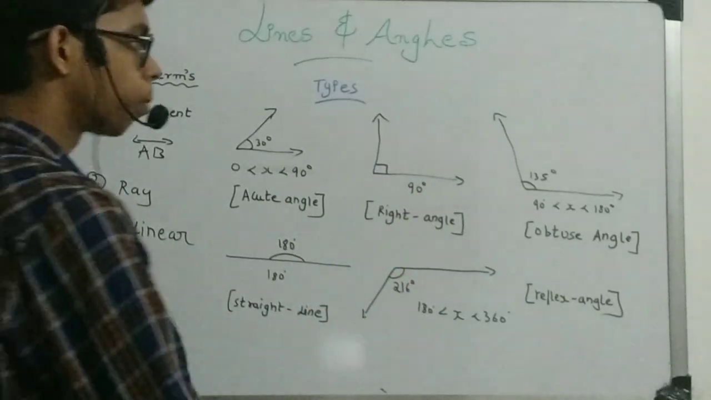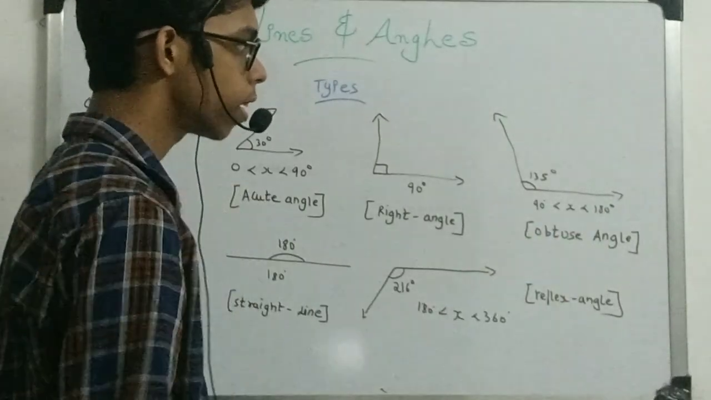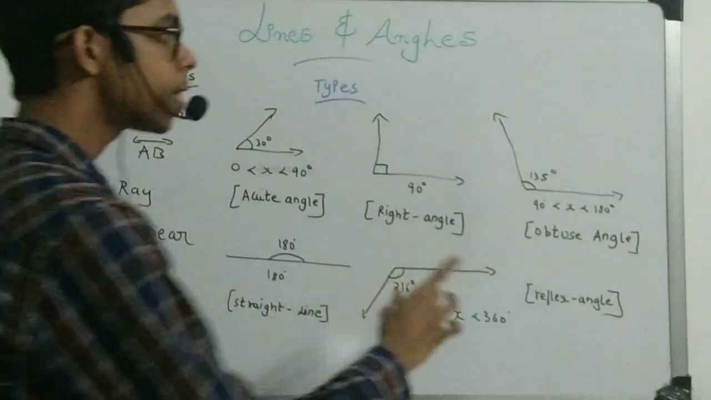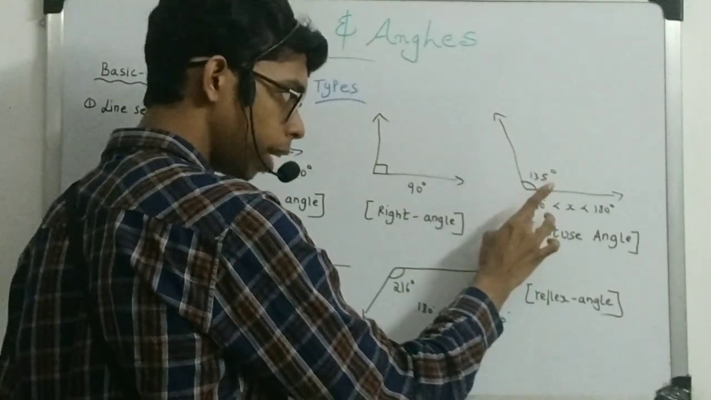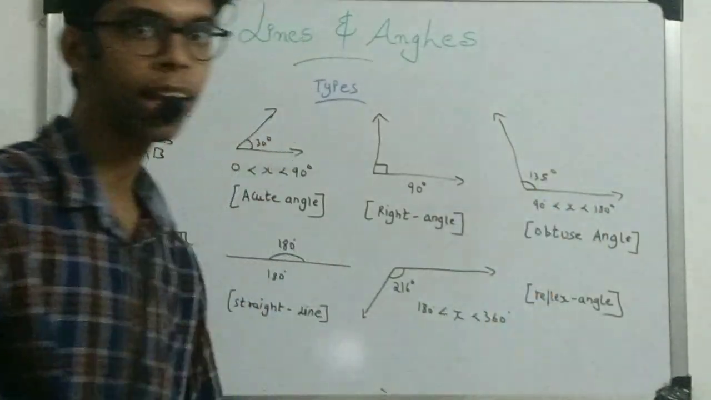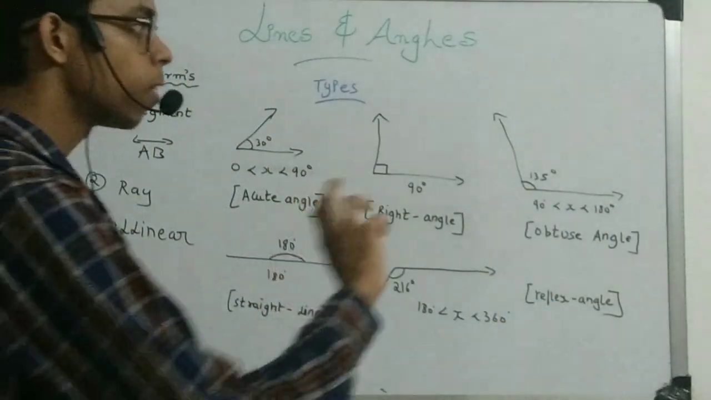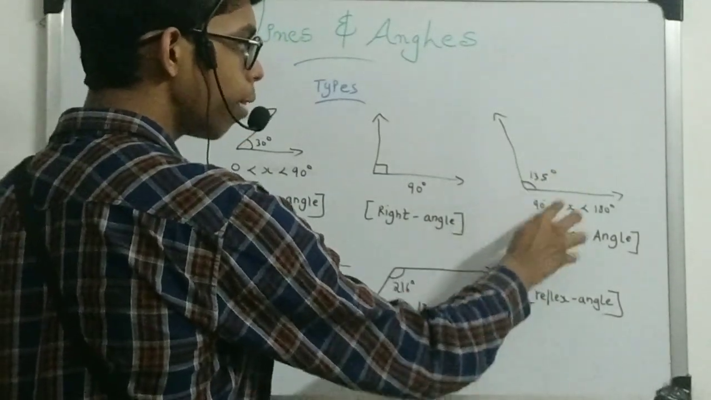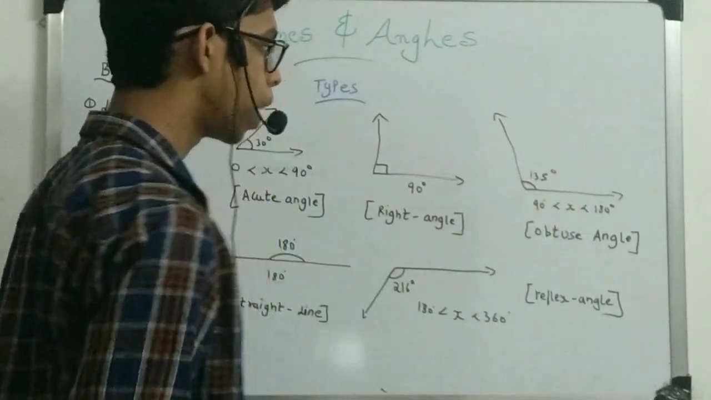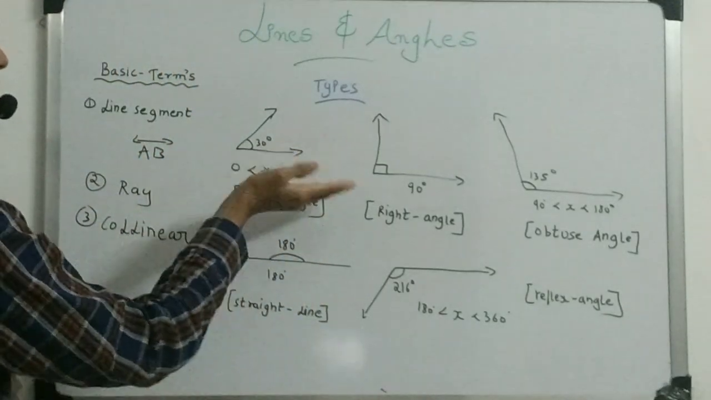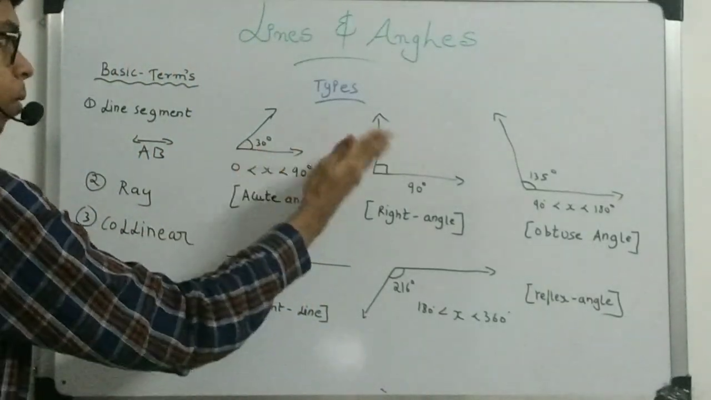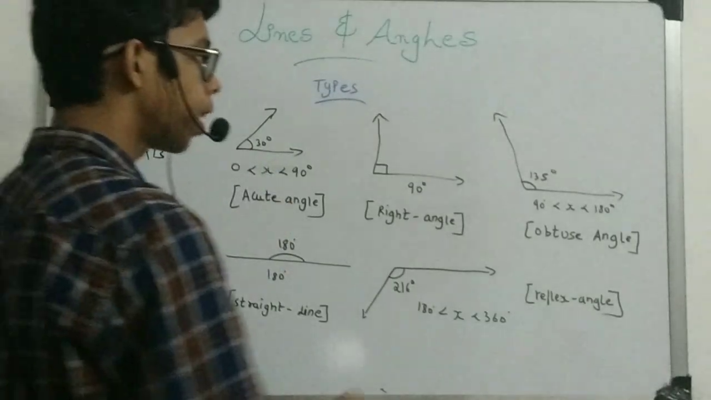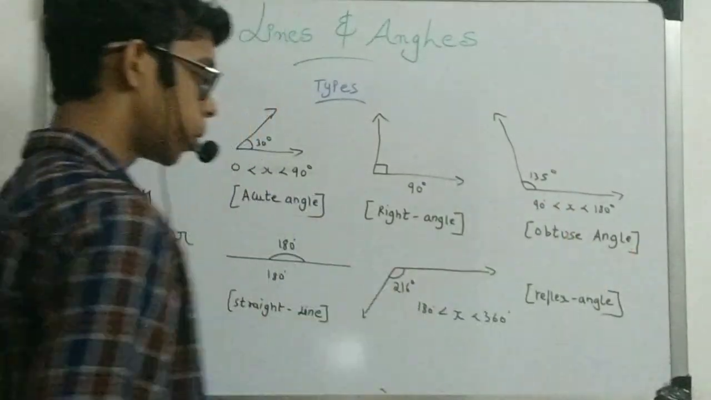Now the next one is obtuse angle. Obtuse angle means the angle measured should be in between 90 degree and 180 degree. For example, 135 degree. We know 135 lies between 90 and 180. Now, if you see over here, from 0, the angle is going like this and it goes like this. Now that is obtuse angle.